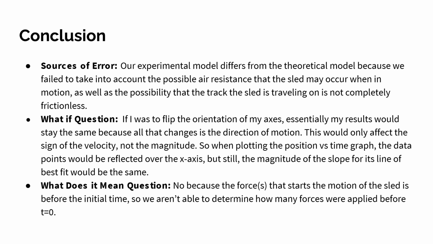The what if question. If I were to flip the orientation of my axes, essentially my results would stay the same because all that changes is the direction of motion. This would only affect the sign of the velocity, not the magnitude. So when plotting the position versus time graph, the data points would be reflected over the x-axis, but still the magnitude of the slope for this line's best fit would be the same.